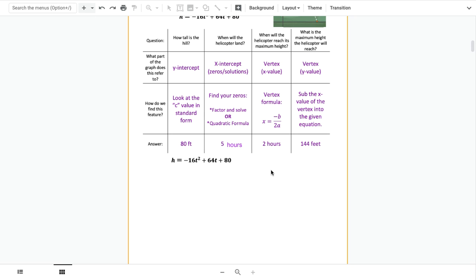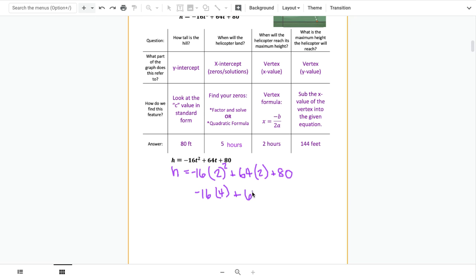We have our t. We don't know our h, so we're going to go ahead and just write h equals negative 16 times 2. That's our t that we're interested in. That's the time that will lead us to our greatest height. And then we're just going to use order of operations to help us. So order of op says square and then multiply, right? Exponents before multiplication. So here I'm going to get negative 16 times 4.